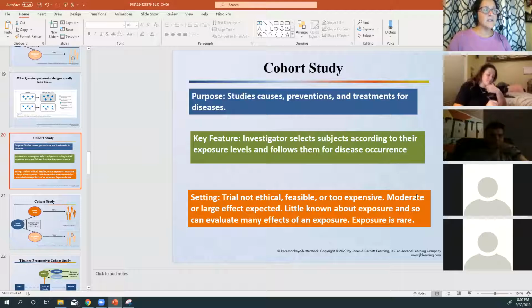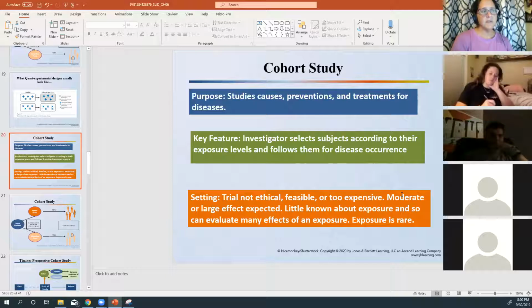What kinds of effects am I expecting? Well, with a cohort study, if I'm expecting a very small effect, I'm probably not going to see it. So I'm expecting a moderate or large effect in order to do a cohort study.